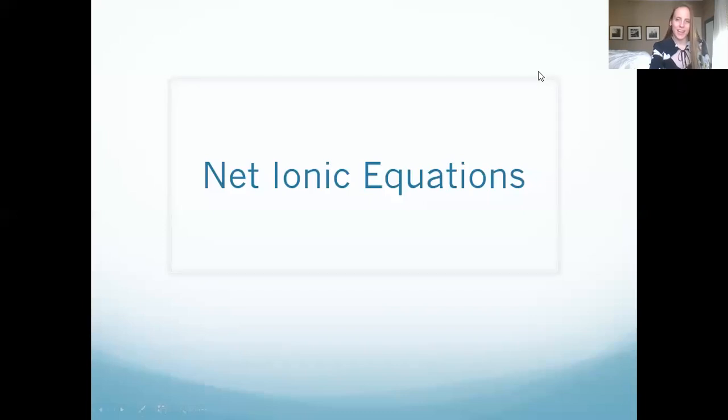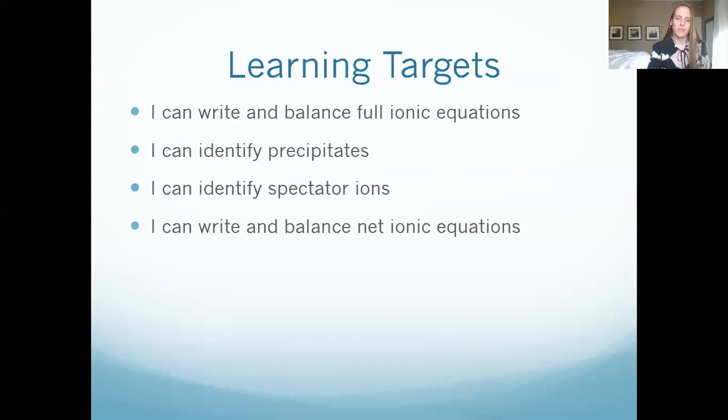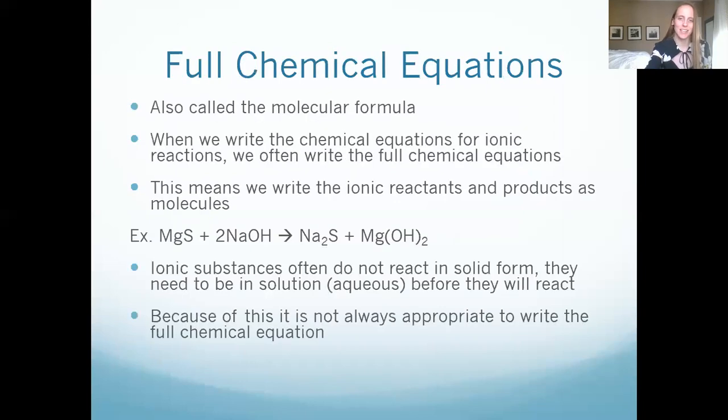Okay, so with these net ionic reactions, we're going to be dealing mostly with single and double displacement reactions since they involve mostly ionic compounds. We're going to be writing and balancing full ionic equations, which you would have had lots of practice with at this point. Also identifying precipitates using your solubility table, which we did in Unit 3. And then the two new things we're going to be doing are identifying spectator ions and writing and balancing net ionic equations.